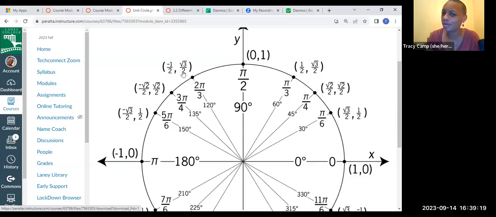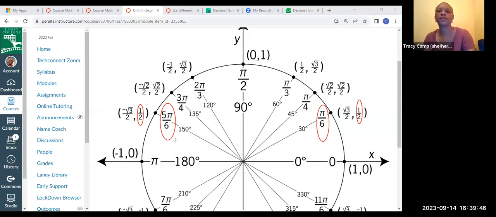I know I'm going to be in the first and the second quadrant only because I'm looking for where sine is positive, or in other words, where the y values are positive. And that happens in the first quadrant and in the second quadrant. So I have y values of 1/2 at pi/6 and at 5 pi/6. So those are my answers, pi/6 and 5 pi/6.